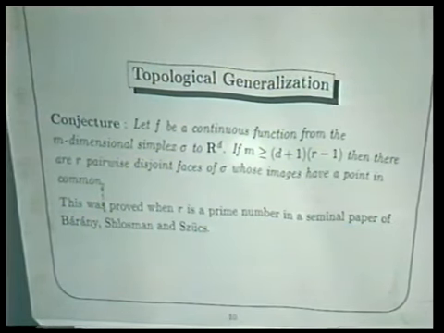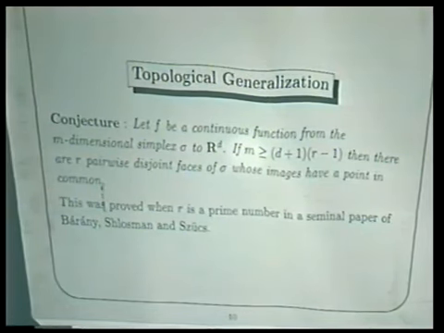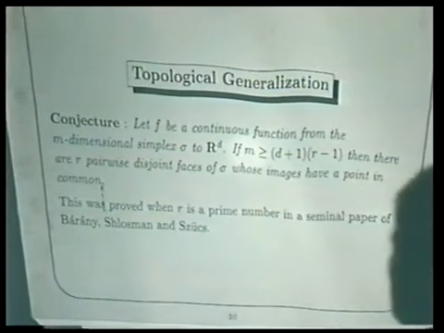And the case where r is a prime number was proved in a seminal paper. This direction of conjecture existed earlier, but it was proved by Bárány, Shlosman, and Szűcs. Let me tell you a little bit about the idea of the proof.